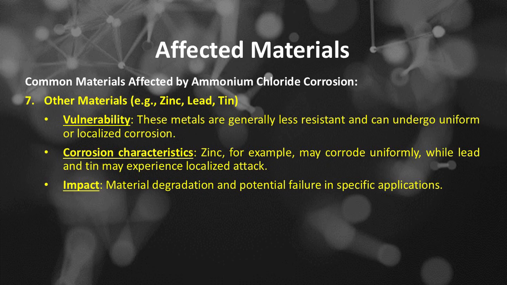Number 7 of the common materials affected by ammonium chloride corrosion is other materials, such as zinc, lead, and tin. The vulnerability of zinc, lead, and tin: these metals are generally less resistant and can undergo uniform or localized corrosion. The corrosion characteristics on zinc, lead, and tin: zinc, for example, may corrode uniformly, while lead and tin may experience localized attack. The impact on zinc, lead, and tin: material degradation and potential failure in specific applications.